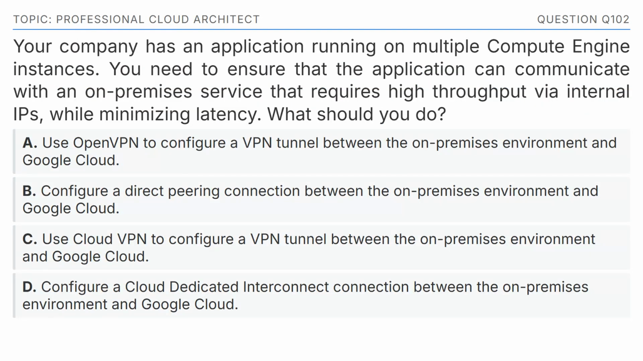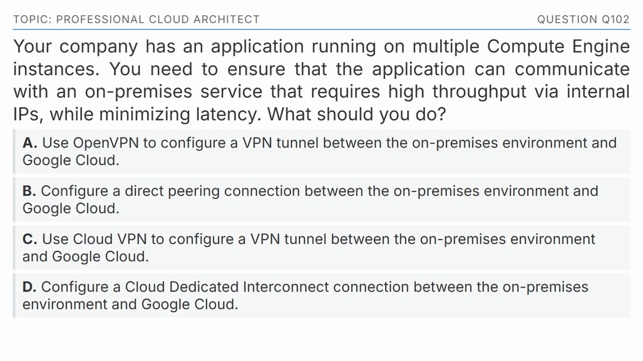Your company has an application running on multiple compute engine instances. You need to ensure that the application can communicate with an on-premises service that requires high throughput via internal IPs, while minimizing latency. What should you do?